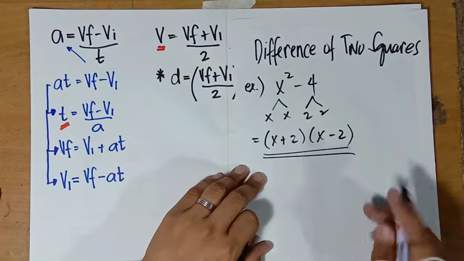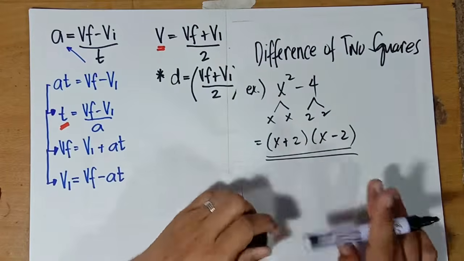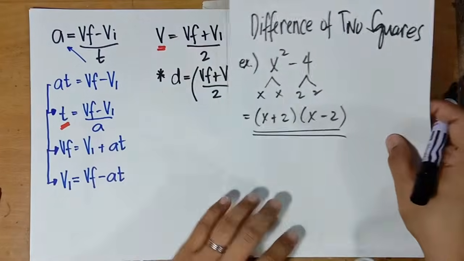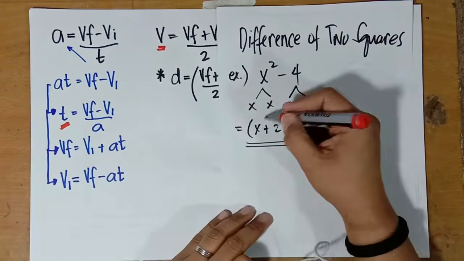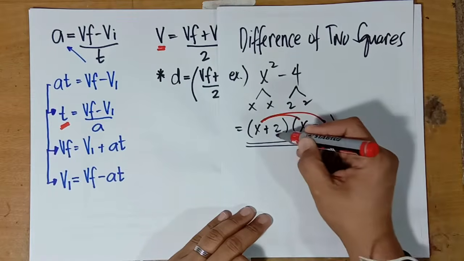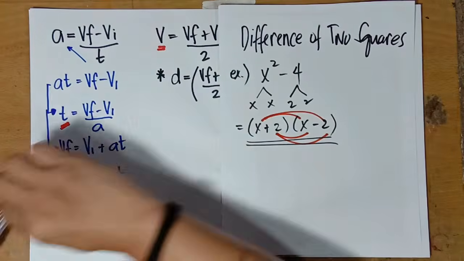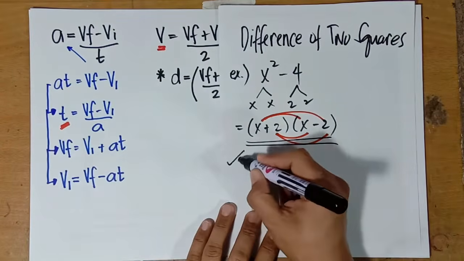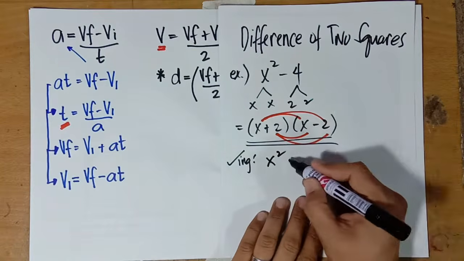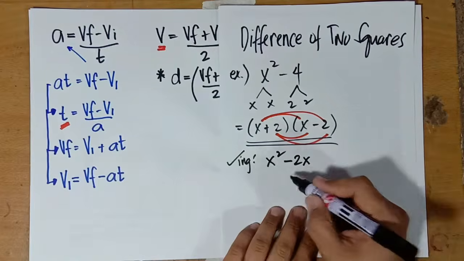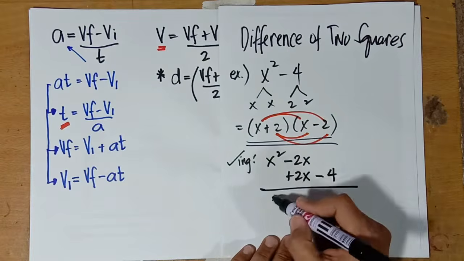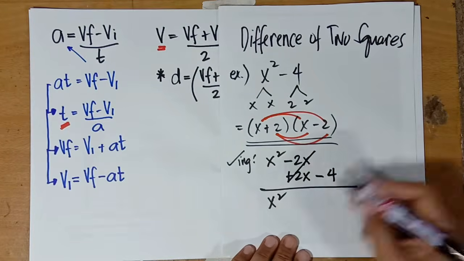And then if you are going to do the checking, you must go back to x squared minus 4. Let's check if we can go back to the original problem. So multiply this, this, this, and this. So x times x, that is x squared. x times negative 2, that's negative 2x. 2 times x, so that's positive 2x. 2 times negative 2, that will give us negative 4. So x squared, negative 2x plus 2x is 0, minus 4.